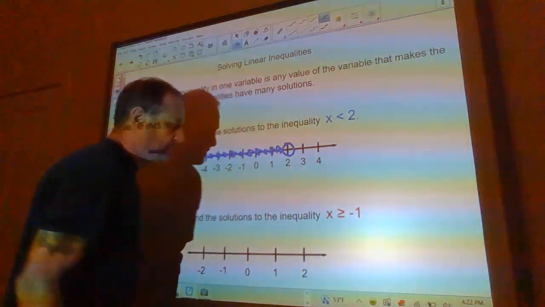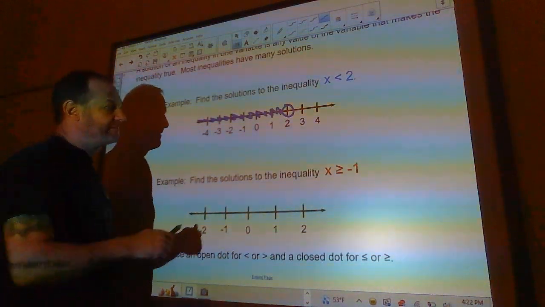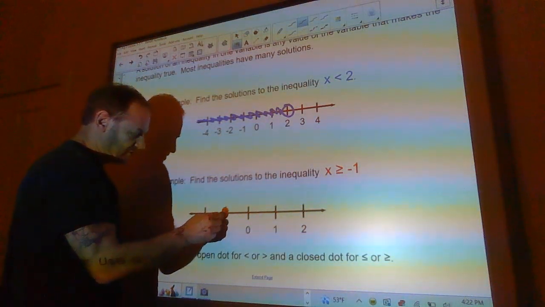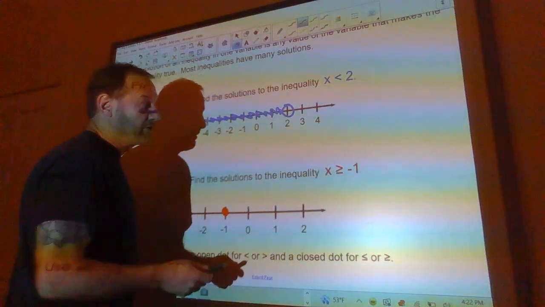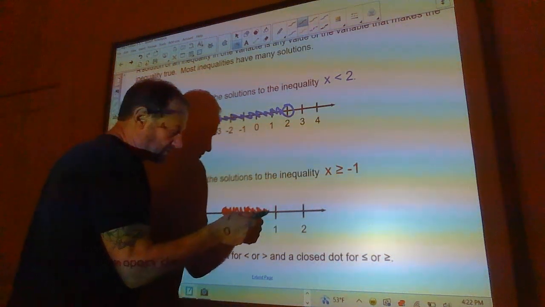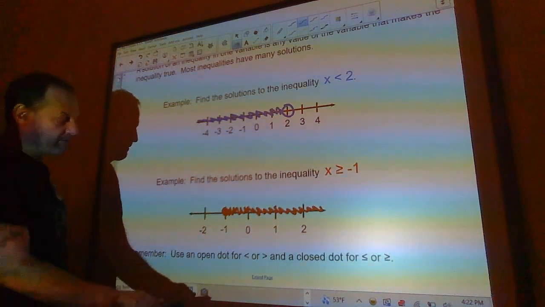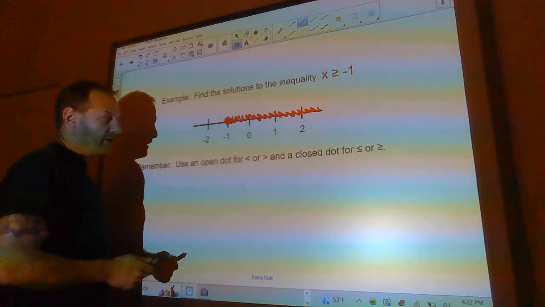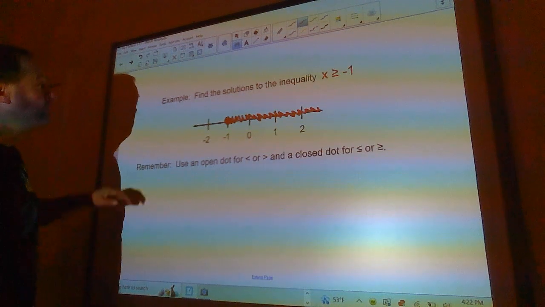Okay, and then we've got this one here. We've got the inequality x is greater than or equal to -1. This time we're going to have a closed dot because -1 is a solution, since -1 is greater than or equal to -1. And this time we're going to shade the right side because we want the numbers that are bigger than -1. So you've got to remember, you use an open dot for a less than or greater than sign and a closed dot for a less than or equal to or greater than or equal to sign.